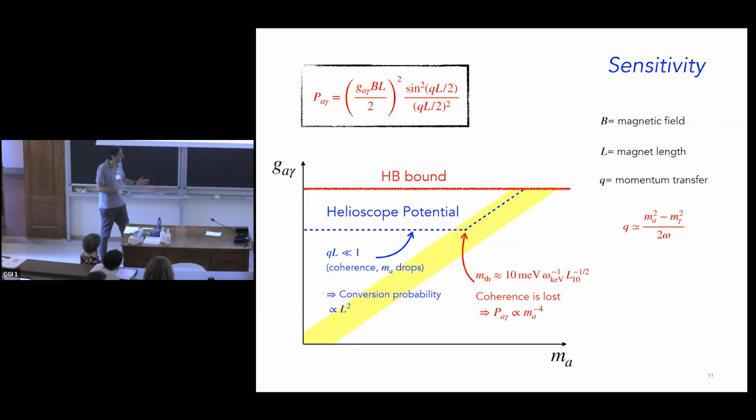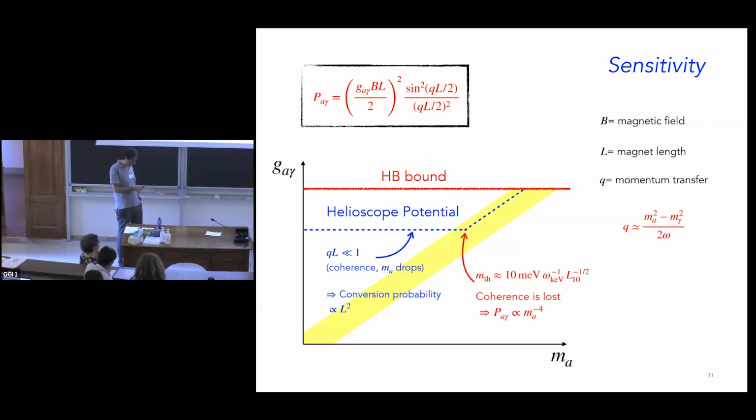There is a lot of discussion about this. You can find a lot in the various reviews that I pointed out. It's not like a sharp band, but essentially there are arguments, simplicity mostly, but also phenomenological consistency, that want QCD axions to be in this band. So obviously this is an important target in the axion parameter space.